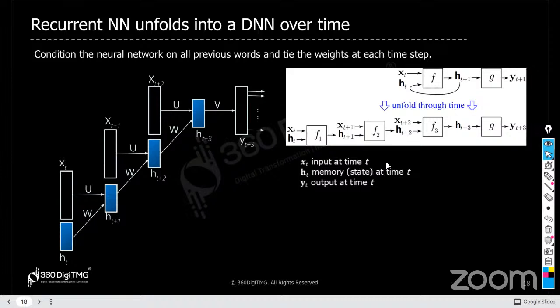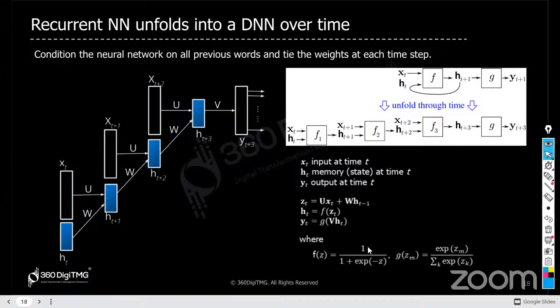Hence, people came up with BPTT. You can go through this. This is a representation in another format. X is the input, H is the memory at time period T, and Y is the output. This is what we have. This is back propagation through time, which I have told you. So this is the formula. You can go through these formulas over here.